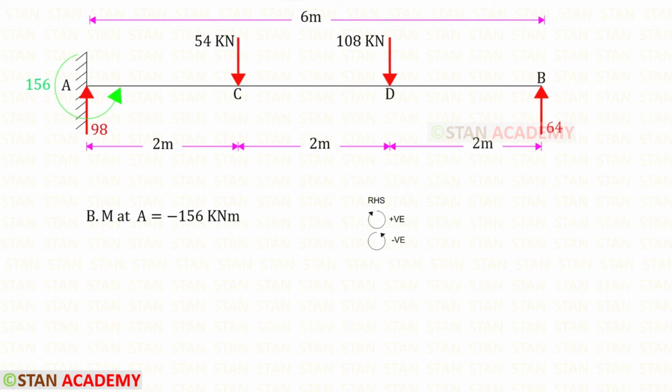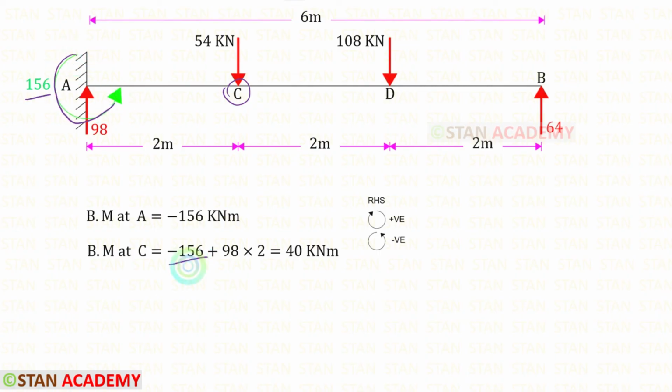Now let us find the bending moment in the point A. For that we can use the right hand side rule. Clockwise will be positive and anti-clockwise will be negative. In the point A, we have MA, which is acting in the anti-clockwise direction, so it will be negative. Now let us find the moment in the point C. MA is acting in the anti-clockwise direction, so it will be negative. RA is acting in the clockwise direction, so it will be positive, and the distance is 2. For the bending moment at C, we will get 40.